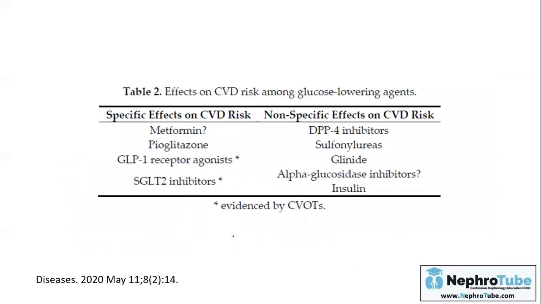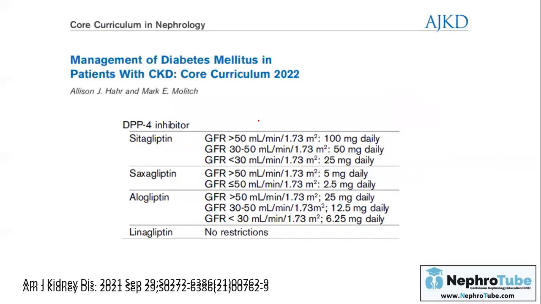As I said, which glucose-lowering drug has a cardiovascular effect? The metformin, maybe, GLP-1 receptor agonist and SGLT2. But regarding the DPP-4 inhibitor, no specific effect on cardiovascular risk, and also their effect to decrease progression of GFR decline or improve the renal function is not that solid or strong. That's why they are not on the top of the list in our stepwise approach.